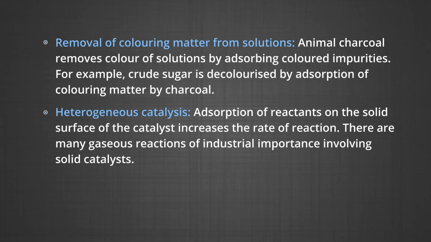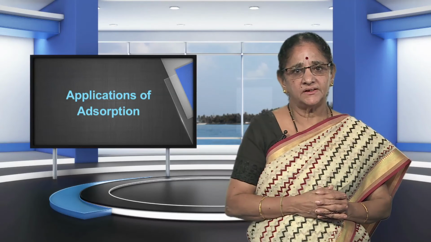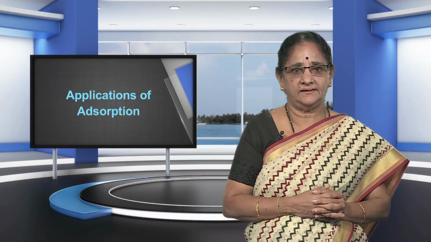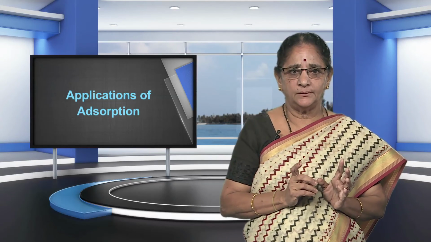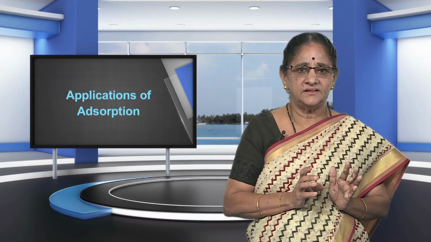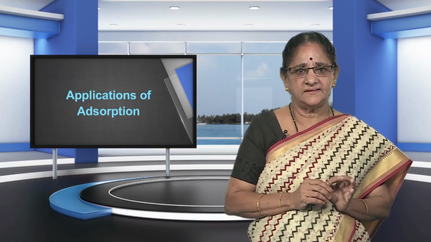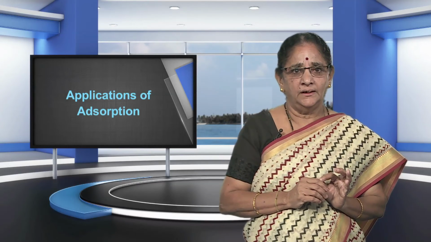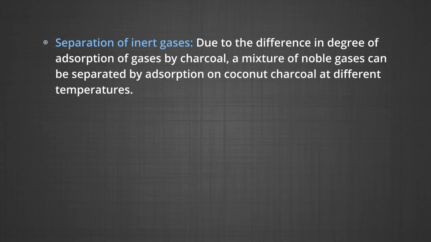There are many gaseous reactions of industrial importance involving solid catalysts. Manufacture of ammonia using iron as a catalyst, manufacture of sulfuric acid by contact process, and use of finely divided nickel in the hydrogenation of oils are excellent examples of heterogeneous catalysis. Number 6, separation of inert gases. Due to the difference in degree of adsorption of gases by charcoal, a mixture of noble gases can be separated by adsorption on coconut charcoal at different temperatures.